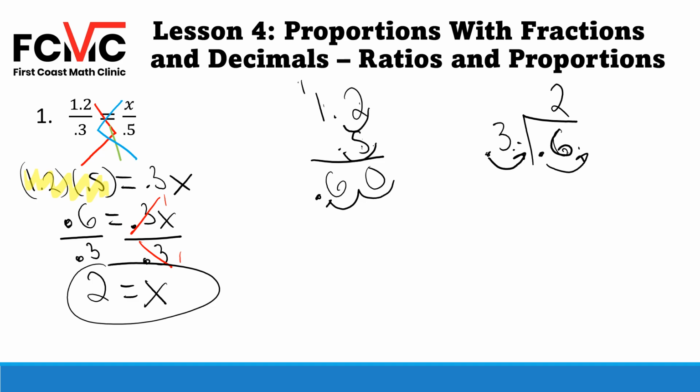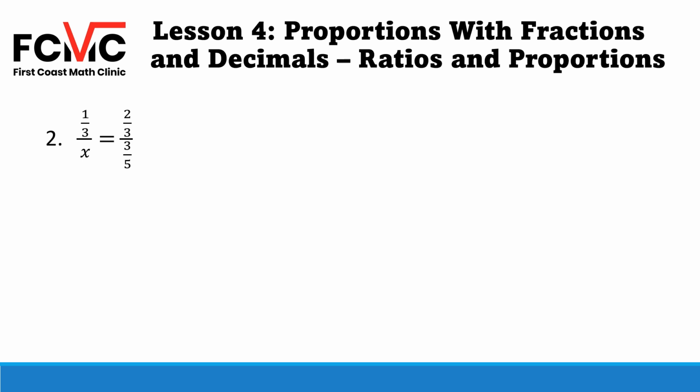All right. So again, we used our cross multiplication to solve this. Let's get into our next problem. So number 2, we've got fractions. So I've got 1/3 over x equals 2/3 over 3/5. So let's cross multiply 1/3 times 3/5. Bring down the equal sign. And then the other side, 2/3 times x.